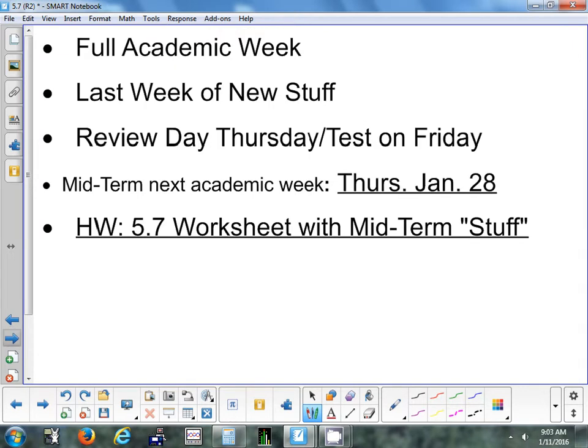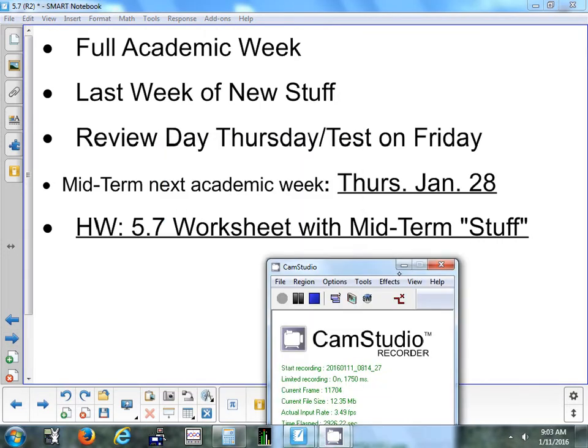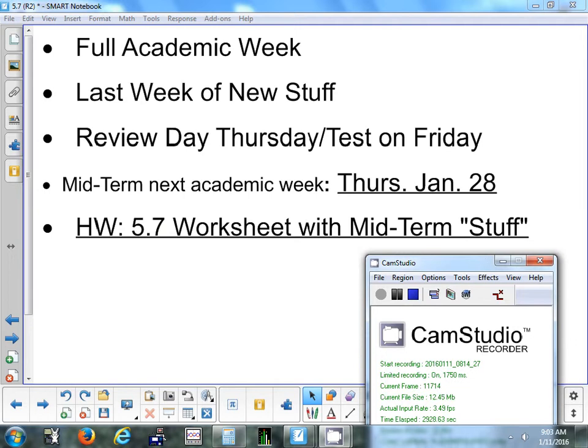As far as, I know Mr. Hager talked about this at the beginning of the class, but just to remind you guys before you get out of here, it's a full academic week, no days off this week. It's going to be our last week of new stuff. A lot of the stuff we do this week, we didn't want to spend a ton of time reviewing for the midterm, but there's going to be some stuff probably Wednesday that'll be on the midterm. As far as the stuff we're doing today and tomorrow, that's not going to be on the midterm. But we didn't want to fall behind for the second half of the year.